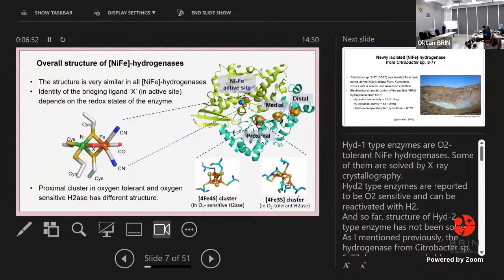The other way to differentiate whether hydrogenases are oxygen sensitive or oxygen tolerant is by looking at the proximal cluster. Basically, the standard or sensitive nickel iron hydrogenase has a cubane-type proximal iron-sulfur cluster, and the oxygen-tolerant ones differ by the formation of a deformed iron-sulfur cluster in the proximal part of the structure. Okay, so that is the difference.